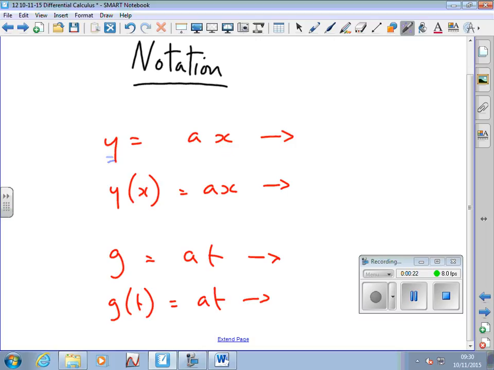So on a set of axes, we're familiar with the idea of x being that one and y being that one. This is called the independent variable. And the dependent variable up here.